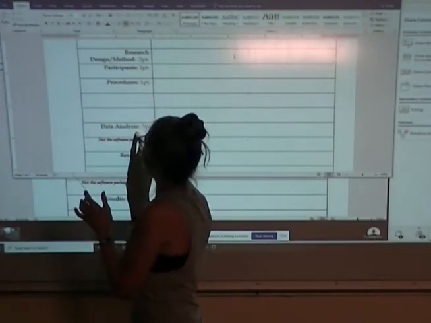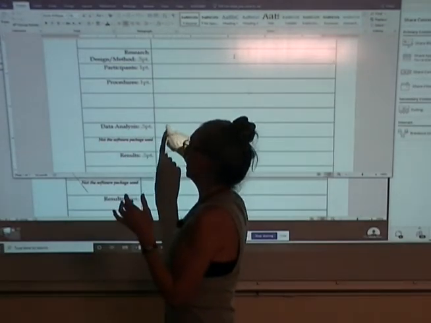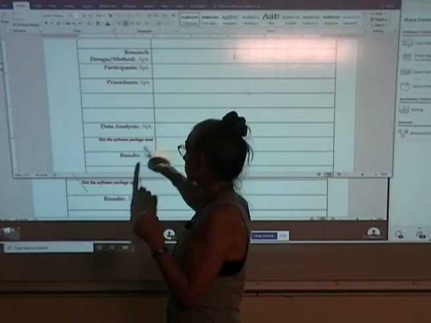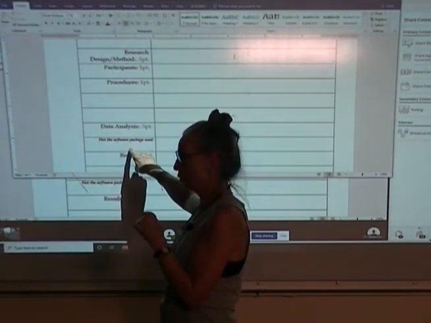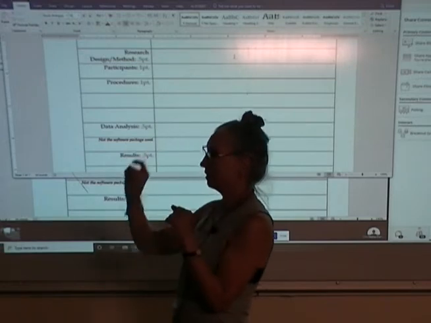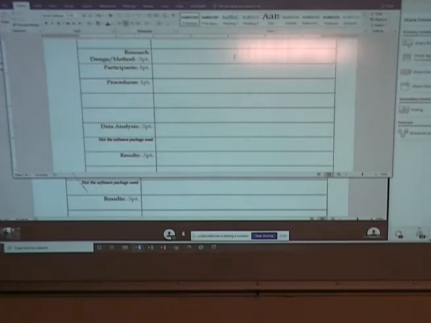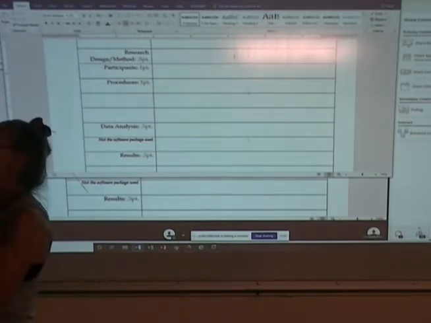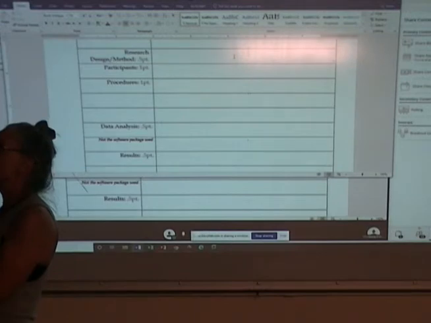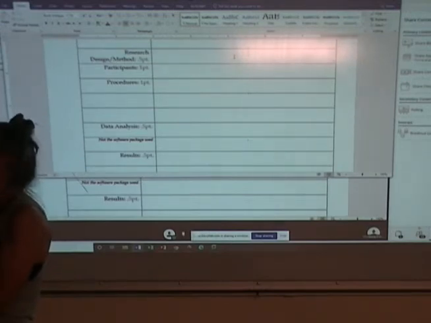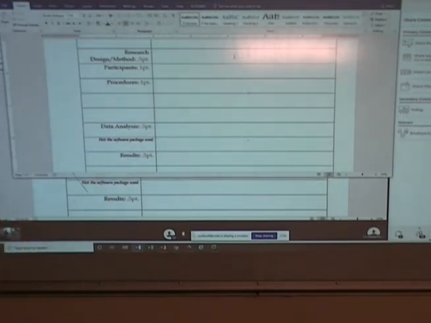The data analysis is the statistics that were used, not the software package that was used, but the statistics that were used. If you haven't taken a statistics class, then you're not necessarily going to understand the statistics. That's okay. You don't have to understand it to summarize it. I learned when I was a grad student, right? As long as I can pick it out and put it in my paper, I'm okay.